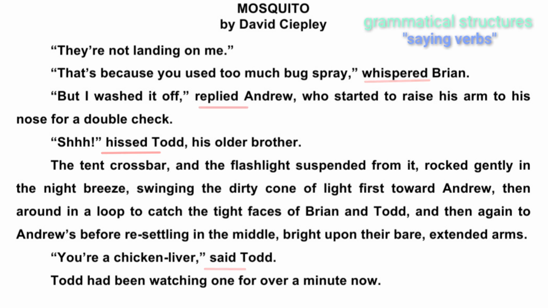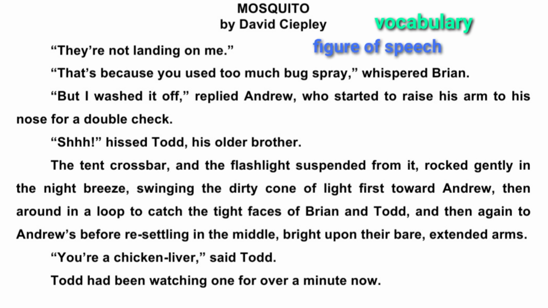When previewing narrative text, you should look at its vocabulary to be able to identify it as narrative text. Narrative text usually makes use of figures of speech and rhetorical devices. Let's identify one figure of speech in this story. Look at this phrase, chicken liver, which is an idiom. Chicken liver is another way to say the other person is afraid or coward.